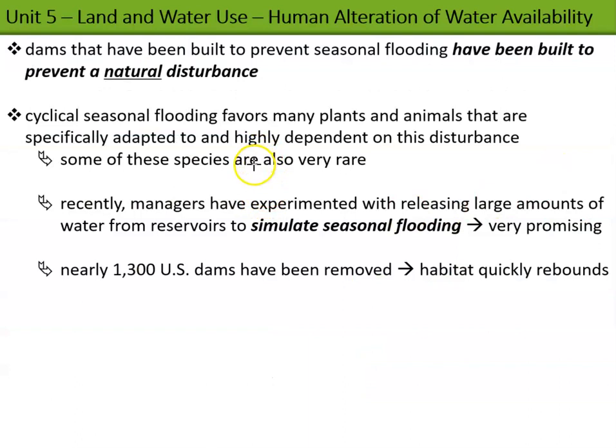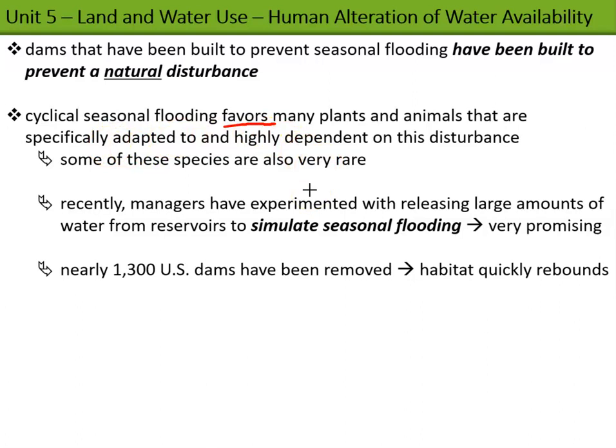Now, it turns out that these dams that have been built to prevent seasonal flooding, which is a large percentage of the dams that have been built in the United States, and in all dams in general, end up preventing a natural disturbance that was a normal, natural part of a river ecosystem. Obviously this can be problematic because the cyclical seasonal flooding favors many plants and animals that are specifically adapted to and highly dependent upon this disturbance.